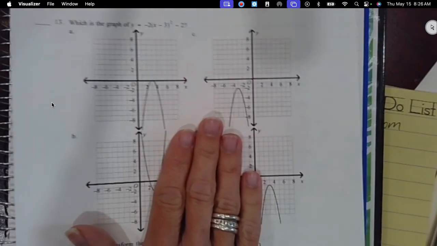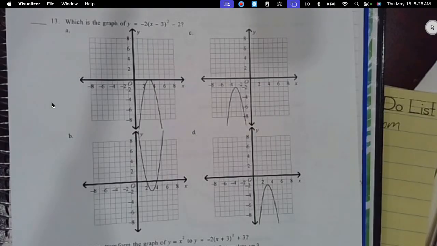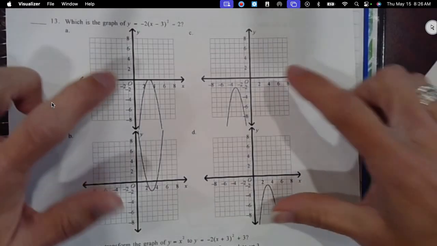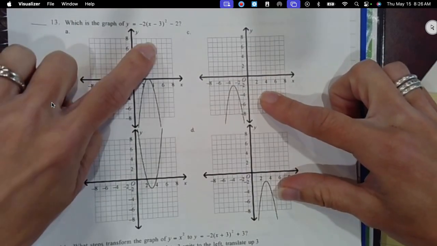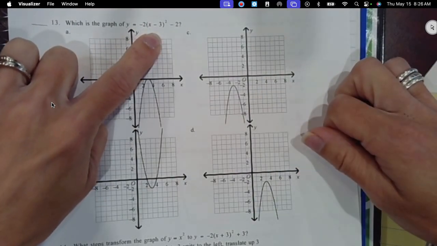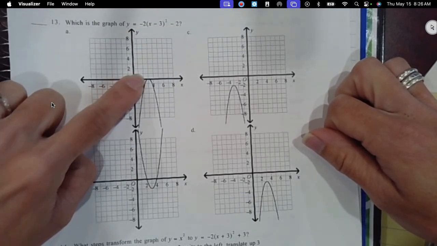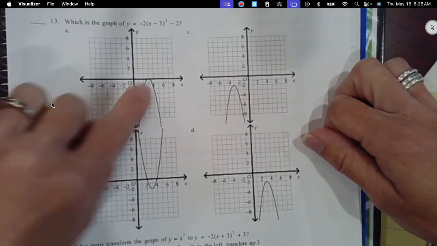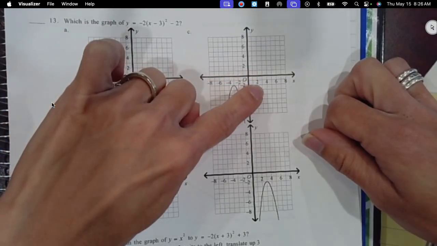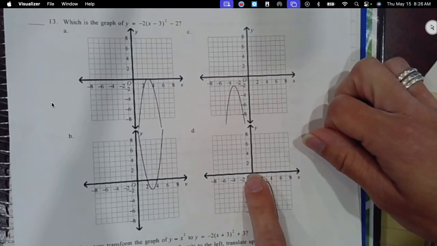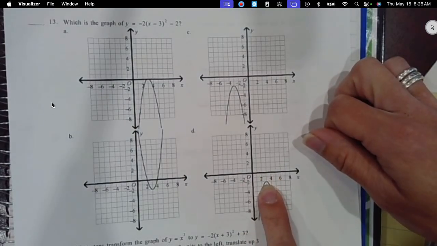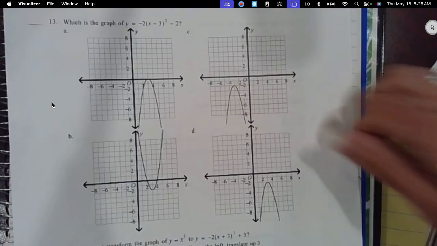Okay, this one. First of all, that -2 out front, normally it goes up because it's positive, it's happy, looks like a smile. But what happens when you put that negative out front? It flips it and it makes a frown. So I already know it's one of these 3. Okay, where does this one move? To the right 3 and down 2. Does that one move to the right 3 and down 2? No. Does this one? No, no graph there. This one, does it move to the right 3 and down 2? Yes. So this is it.